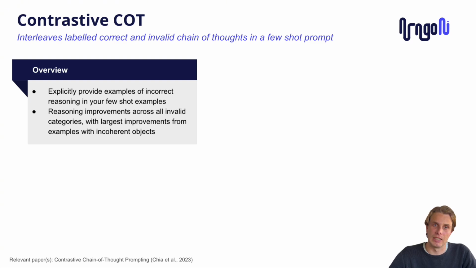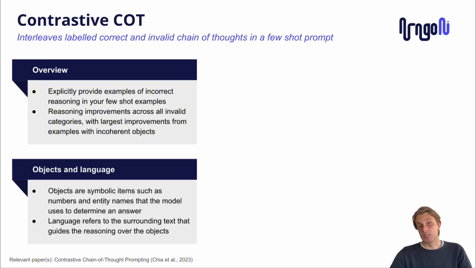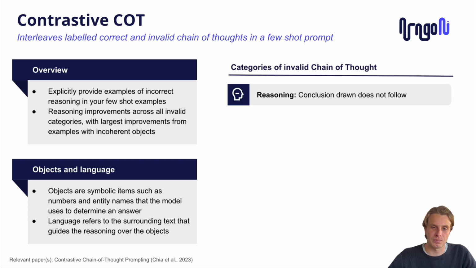And what they find actually is improvements in reasoning across a lot of major categories. We'll discuss these major categories and how it improved, but before we do that, we need to briefly explain what are objects and language in the context here. So we can think of our objects as our symbolic items. So these could be the numbers or a person's name, and we're referring to language as the surrounding text that outlines the reasoning and the interaction with the objects.